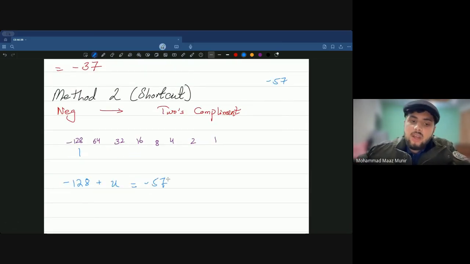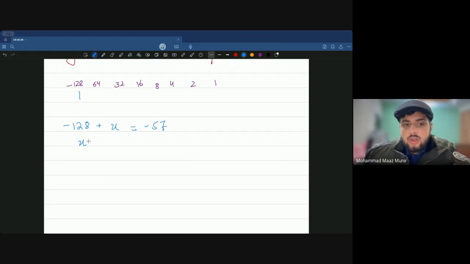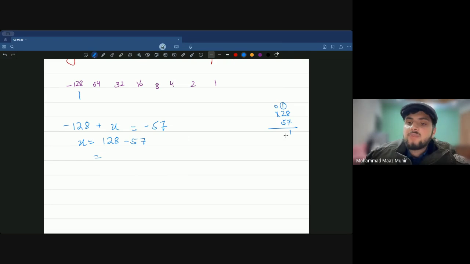Now let's do a bit of maths. If I shift this 128 to the other side, this means 128 is going to become positive, and 128 minus 57 is going to be what? Let's do the subtraction. 128 and I have to subtract 57. So 8 minus 7 is 1, and I cannot do this. This is going to become 0 and 1 carry up here. So 12 minus 5 is what? 12 minus 5 is 7. So I get the answer as 7.